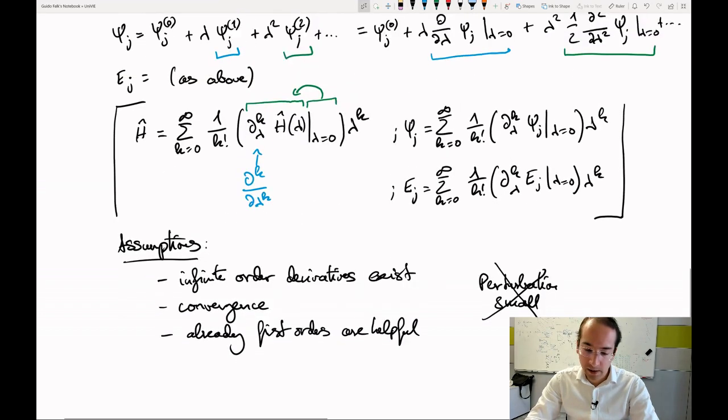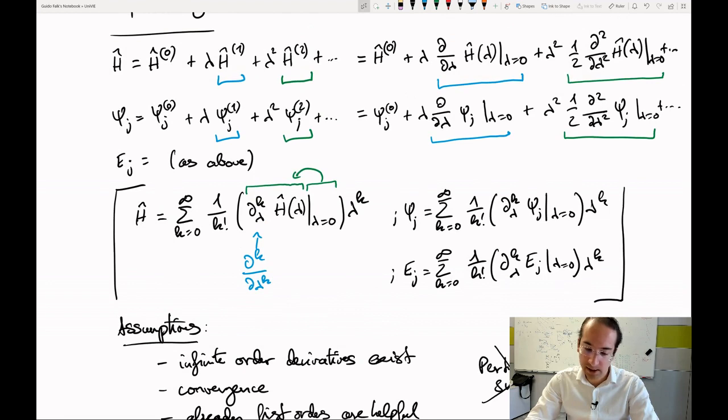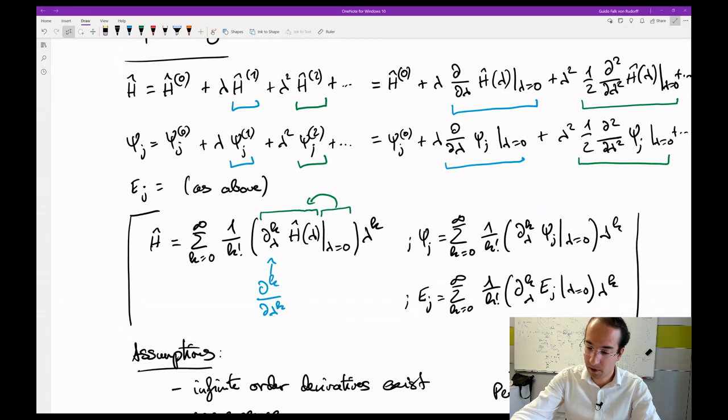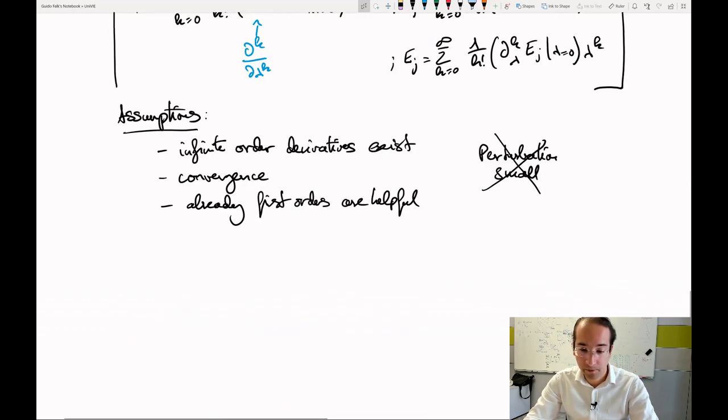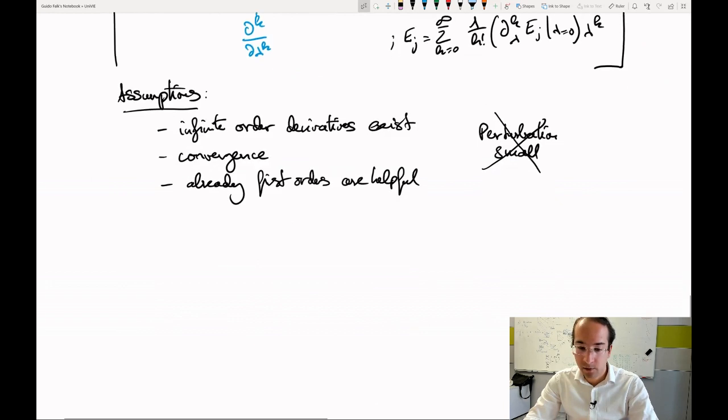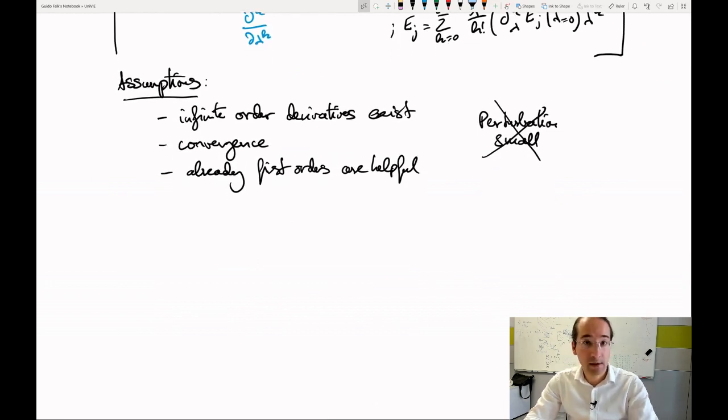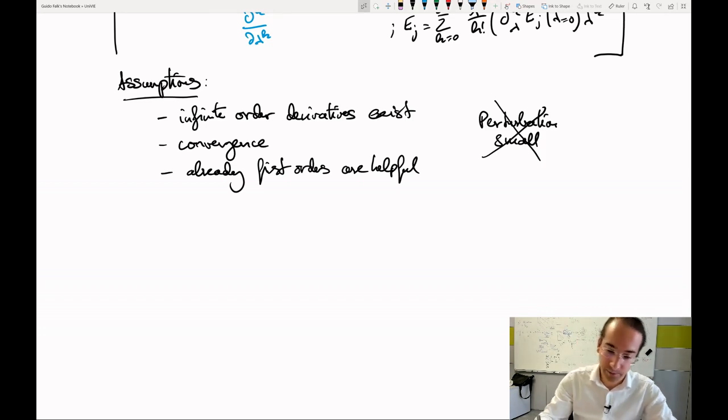Now, if you look at this expression that we had before, for example, for the wave function, there's one technicality that needs to be sorted out. And this one technicality is the fact that we need normalization along the way. So we need to make sure that the original wave function, the eigenfunctions, which are normalized, stay as such as we continue under the perturbation. So let's have a look at the normalization.